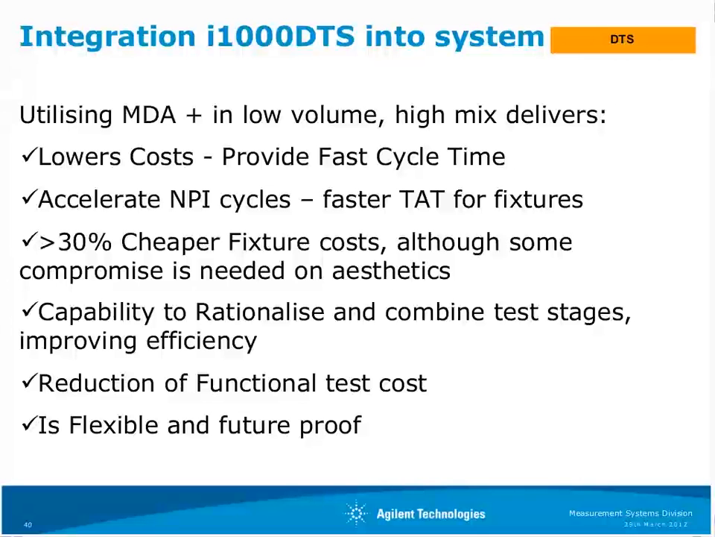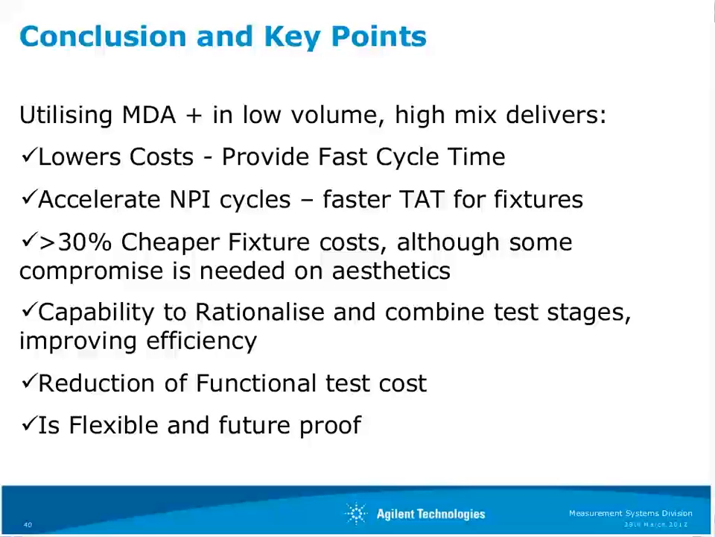It does provide points of a lower cost. It does provide faster cycle times. It accelerates your MPI cycles. It does have a faster turnaround time for fixtures because it has a simple unmux architecture, and it works directly from the nail file. So you can start building that fixture from day one. So typically we're saying at least 30% fixture cost cheaper compared to in-circuit tests. But there are some compromises required on the aesthetics. It's not as robust a fixture as a standard in-circuit tester.